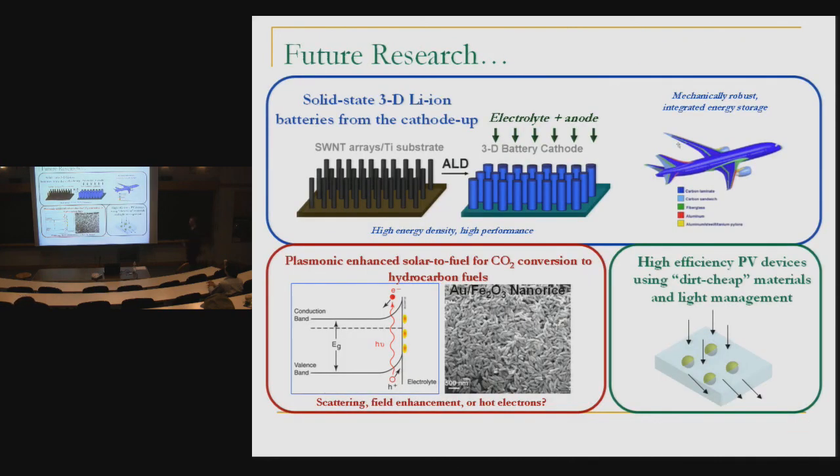OK, so just to wrap up here, before I stop, I want to share with you my plans, what I'm hopefully going to be working on. One of the things that I'm excited about is the ability to use these vertically aligned single wall carbon nanotube arrays to make three-dimensional batteries. Moreover, utilize a process like atomic layer deposition to coat the structure with both a lithium-containing metal oxide, like lithium cobalt oxide, an electrolyte, and ideally also an anode material in order to make a structurally robust material architecture.